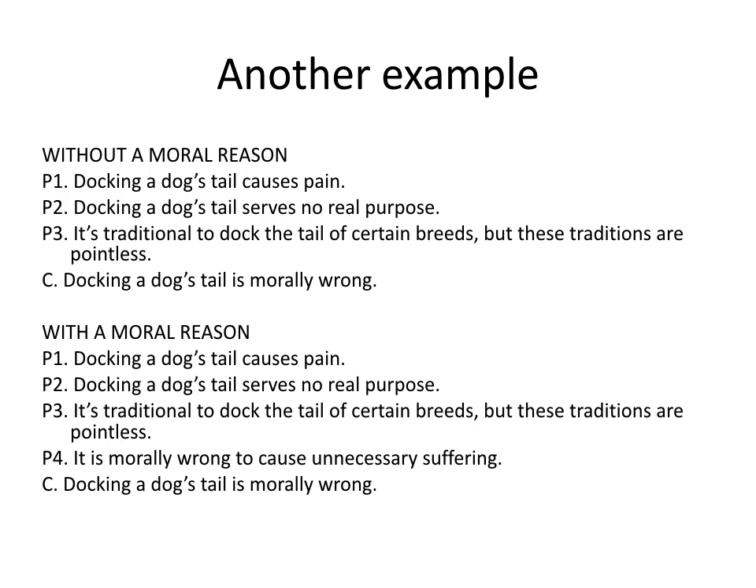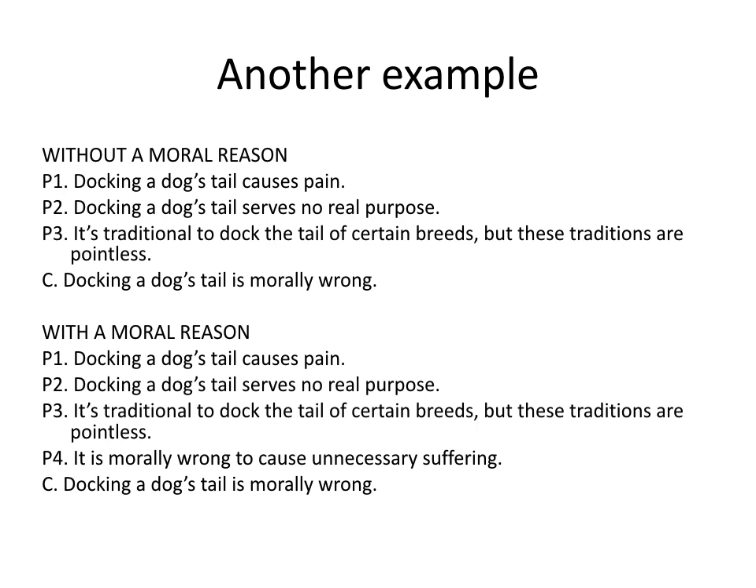So here's what premise 4 does. It connects the idea of unnecessary pain to a moral concept. It says it's morally wrong to cause unnecessary suffering. This leads us to the conclusion that docking a dog's tail is morally wrong. Okay, I'm going to talk about why we needed that premise.